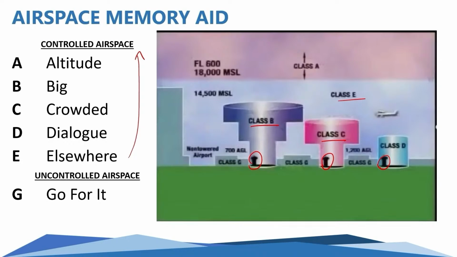You can basically go for it. It's kind of like the Wild West. Class Golf for the most part only goes up to 1,200 feet high, or what we call 1,200 feet AGL. There's one circumstance where it will go higher. We'll talk about that moving forward.